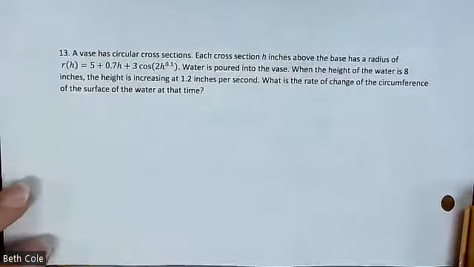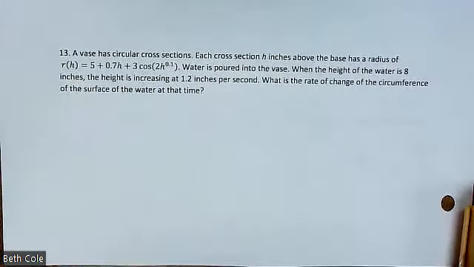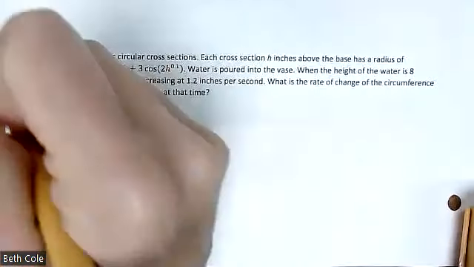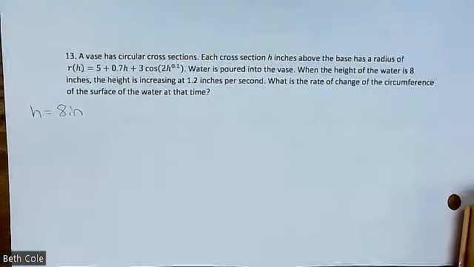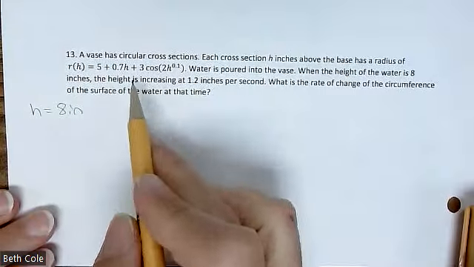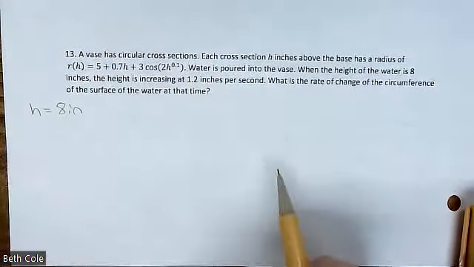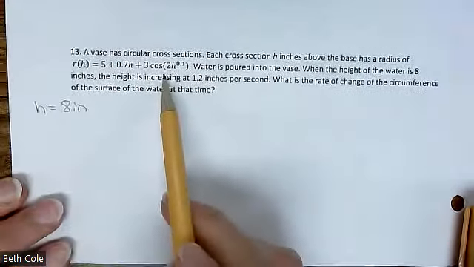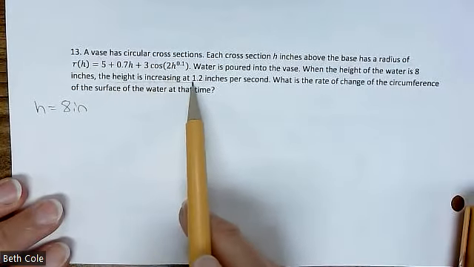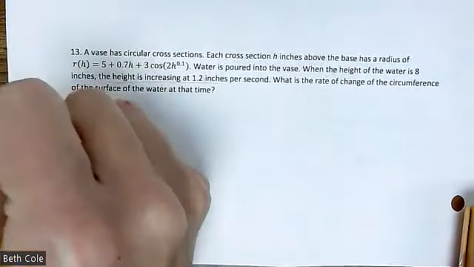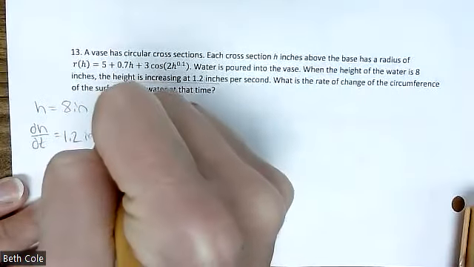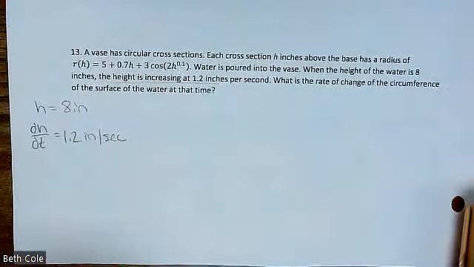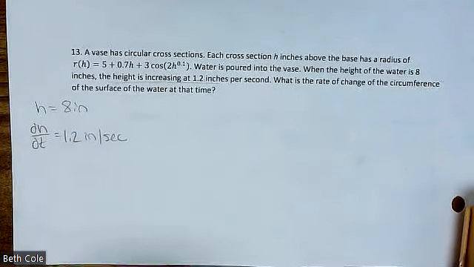Water is being poured into the vase, so it's filling up. That's a change for volume. We're pausing when the height is 8 inches, so let's write that down. The height of the water is increasing at 1.2 inches per second. So how will I label that? Height is increasing. dh/dt, good. 1.2 inches per second. The vase is not changing shape. It's not an incredible magical vase, it's the water that's changing.